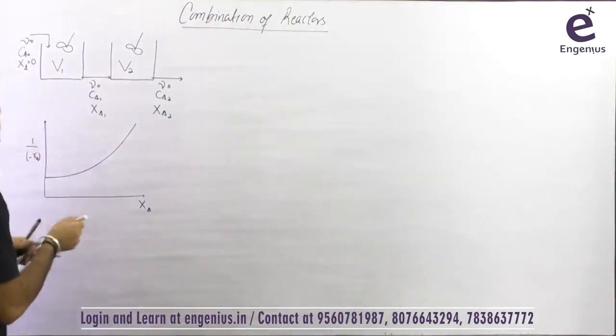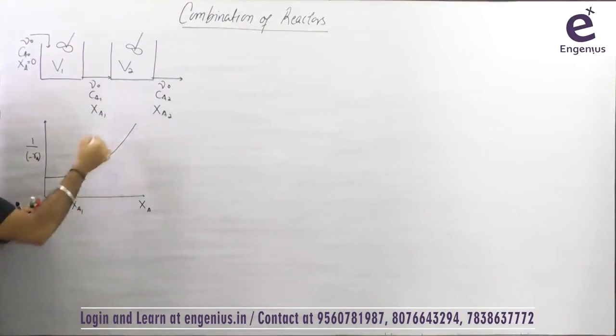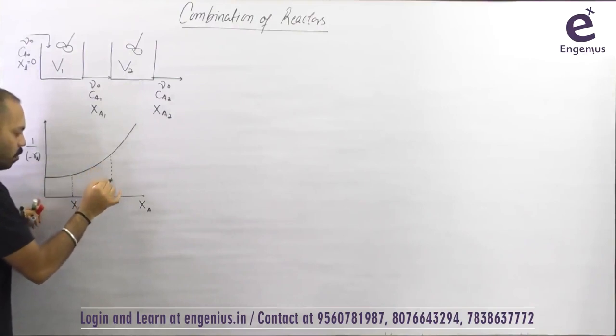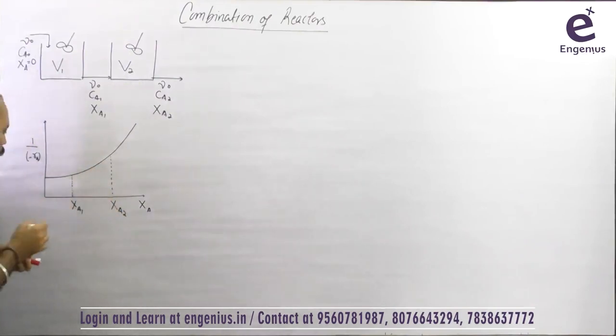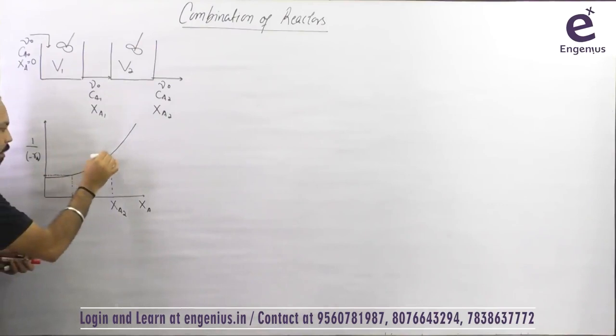Now let's do that. Suppose from 0 to X1, this is the point X1, right? And from X1 to the final conversion X2, suppose that is the point X2. So how to represent it? At X_A2, I am going to complete the rectangle here. So one rectangle and the other rectangle.